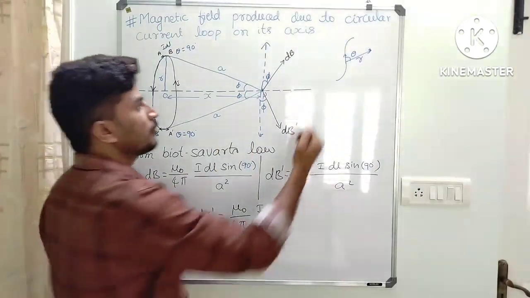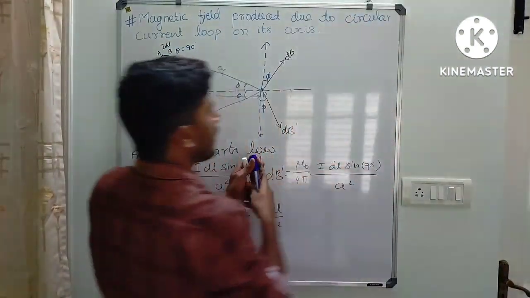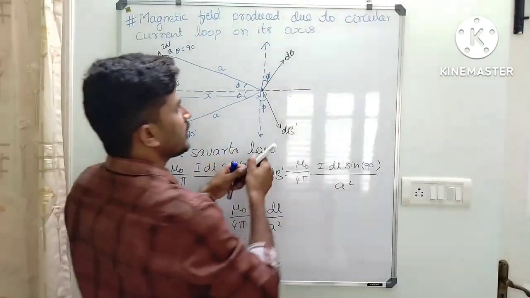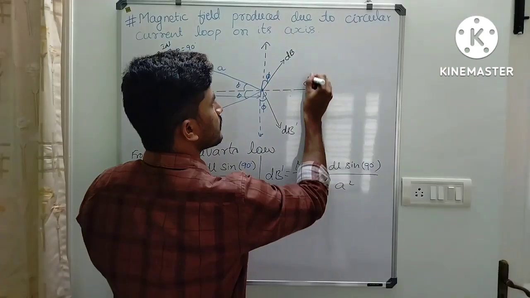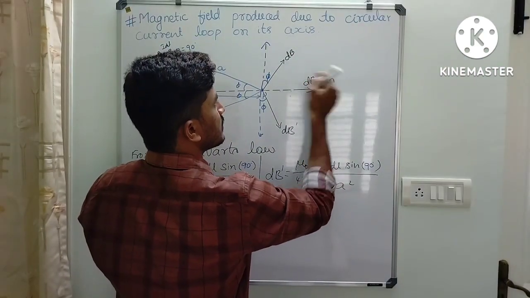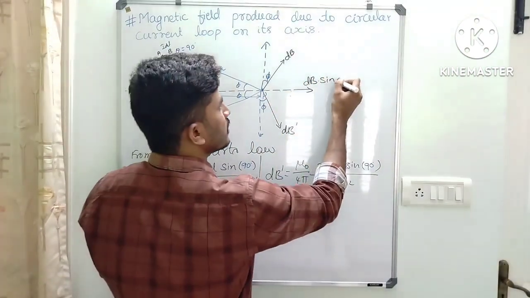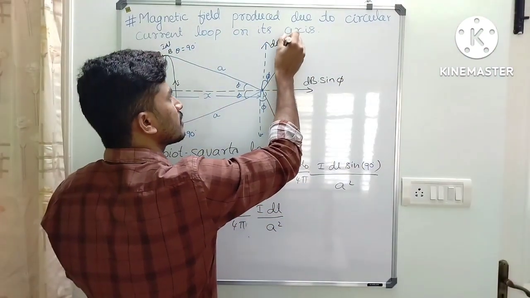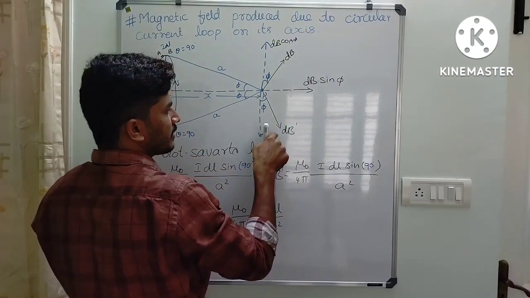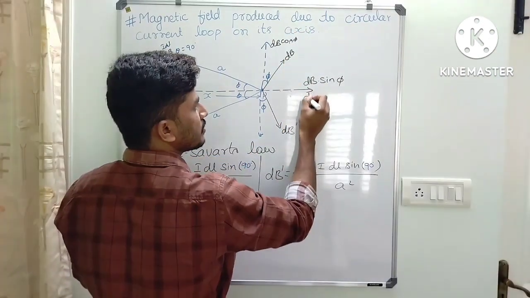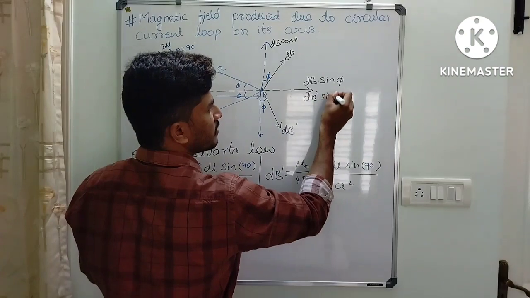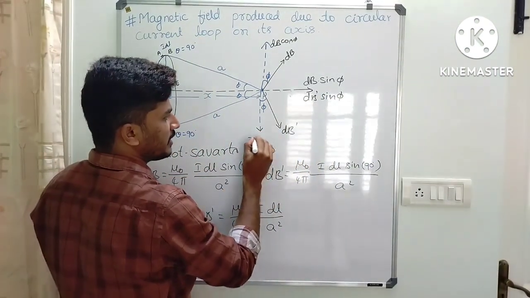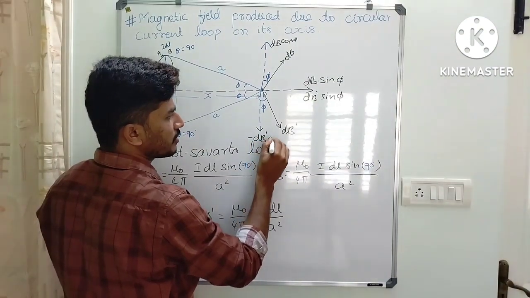Okay, now the component of magnetic field dB along the x-axis will be how much? dB sin, it's not theta, it is phi. Here dB cos phi. Here the same dB dash sin phi along the x-axis, and along the y-axis, minus dB dash cos phi.